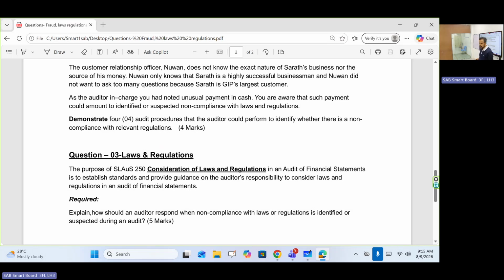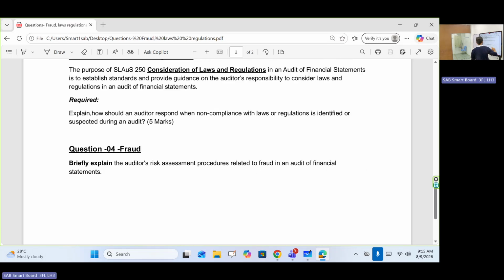But we are discussing the tip. So that is related to laws and regulations. This one I will take later. This is a broad question.